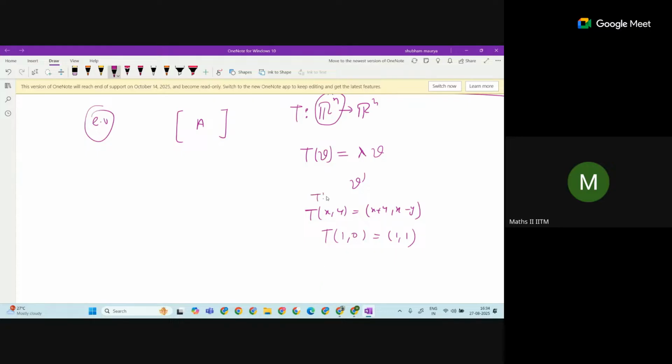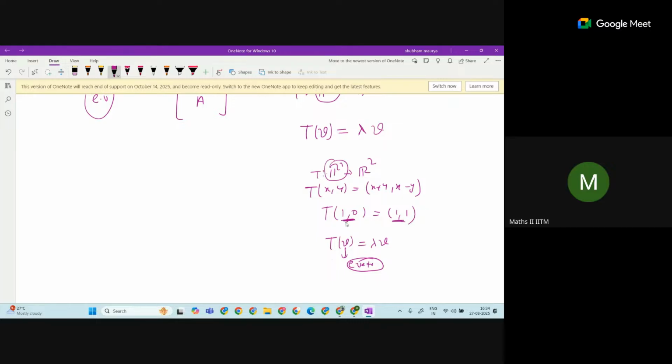This linear transformation is from R2 to R2. I am finding the image of (1, 0) and getting (1, 1). But within this R2, there are some vectors where, if you find the image, it will be just lambda times v. These very specific vectors are called eigenvectors. Here, T of this v is not exactly this v; it is different. But for these eigenvectors, this property holds. It is just scaled up and will not change the direction.